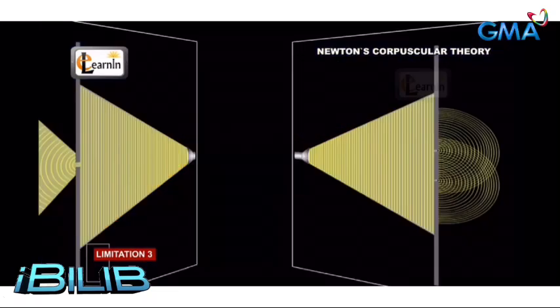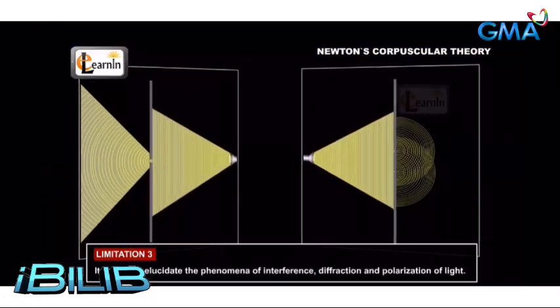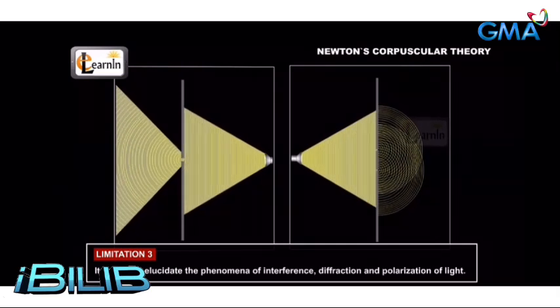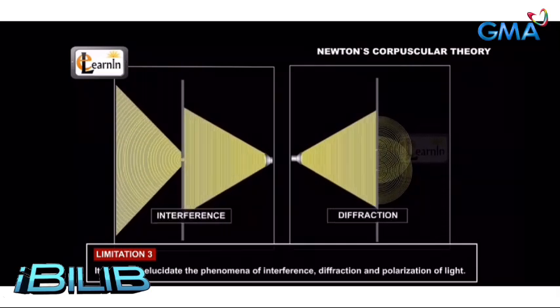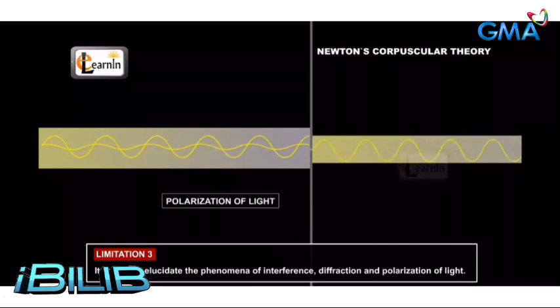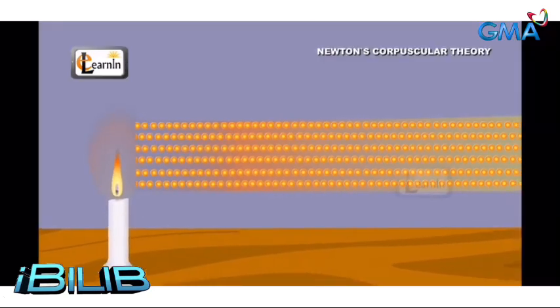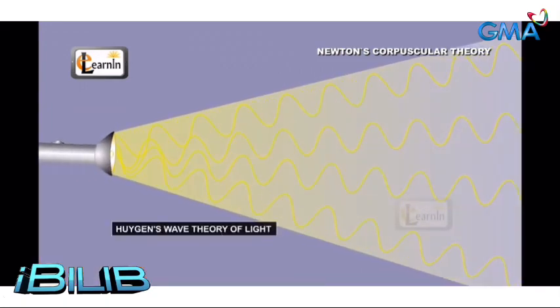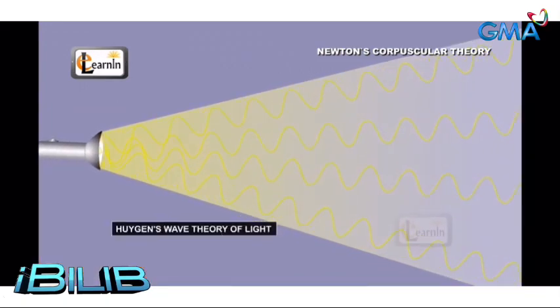This hypothesis was rendered baseless. The biggest limitation of Newton's corpuscle theory of light was that it could not illuminate the phenomena of interference, diffraction, and polarization of light. This is why the theory was later abandoned in favor of Huygens' wave theory of light, which proved that light travels in the form of waves.